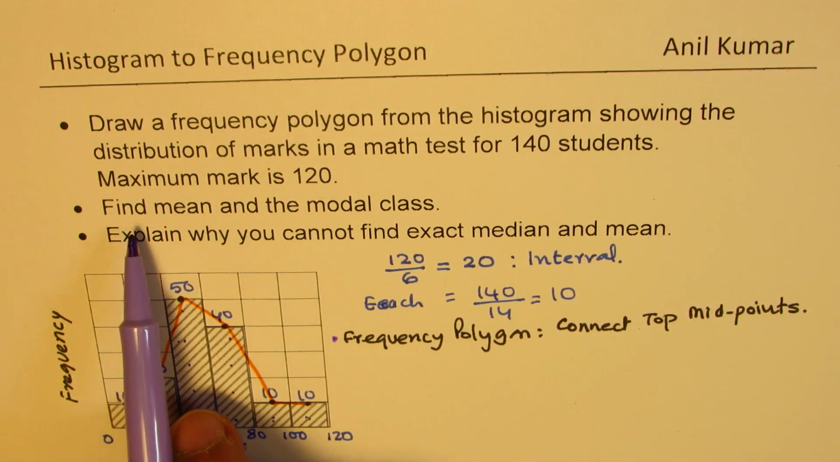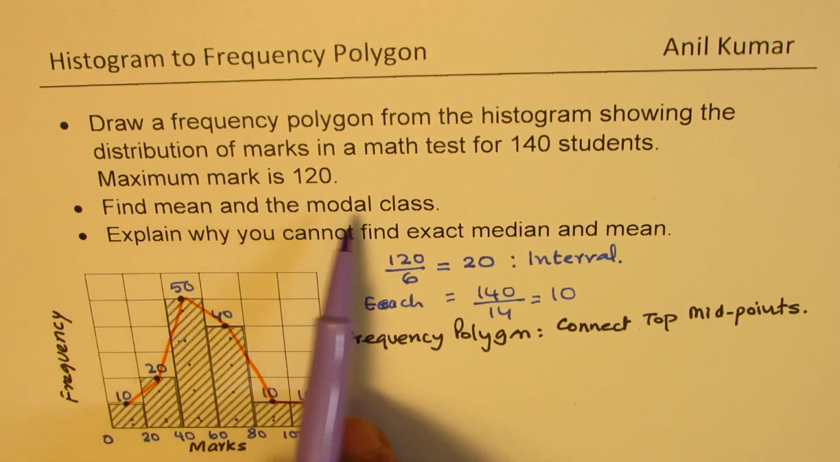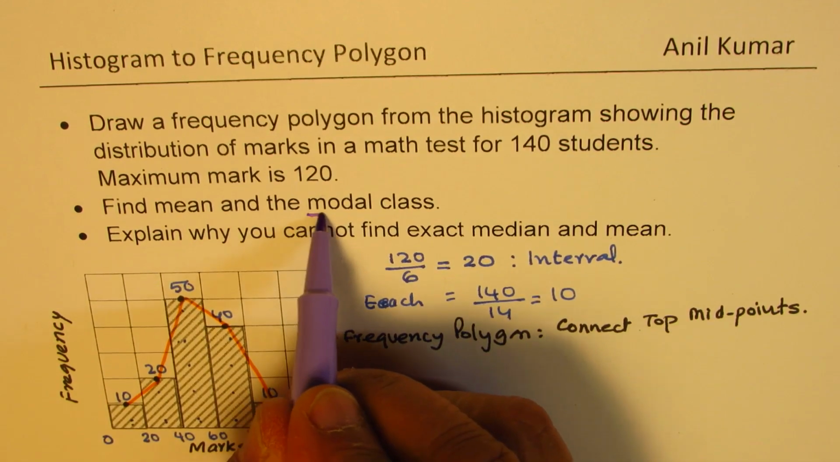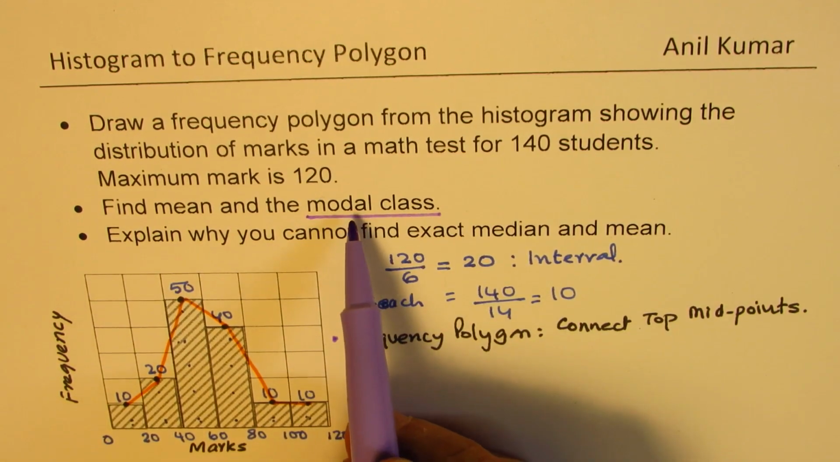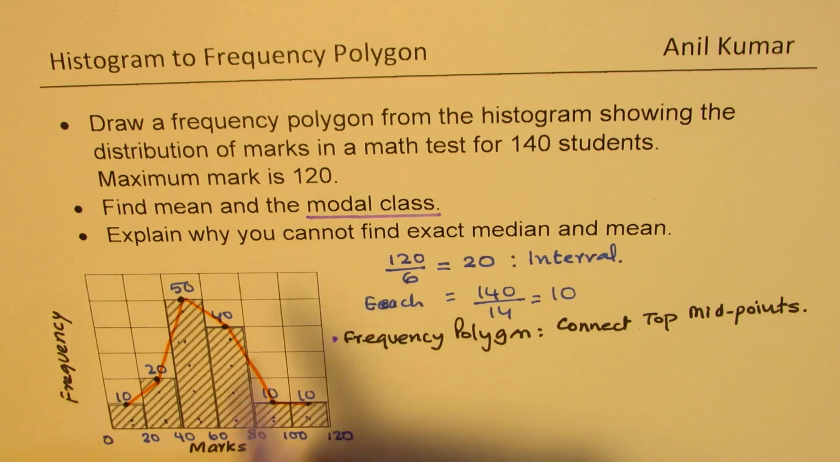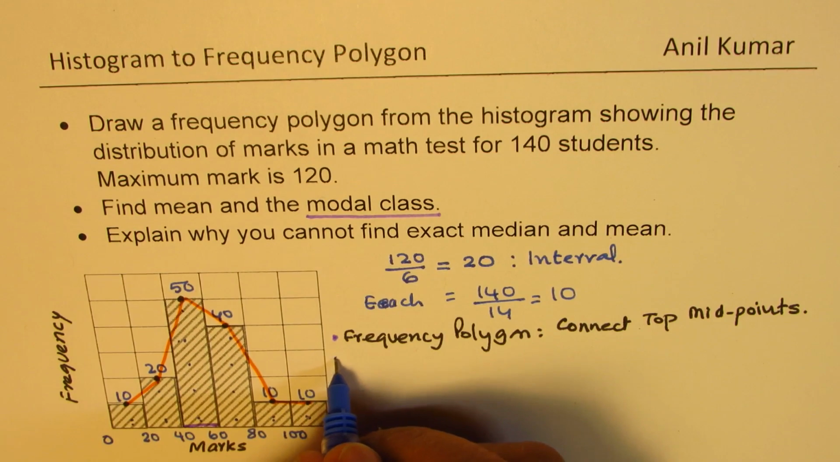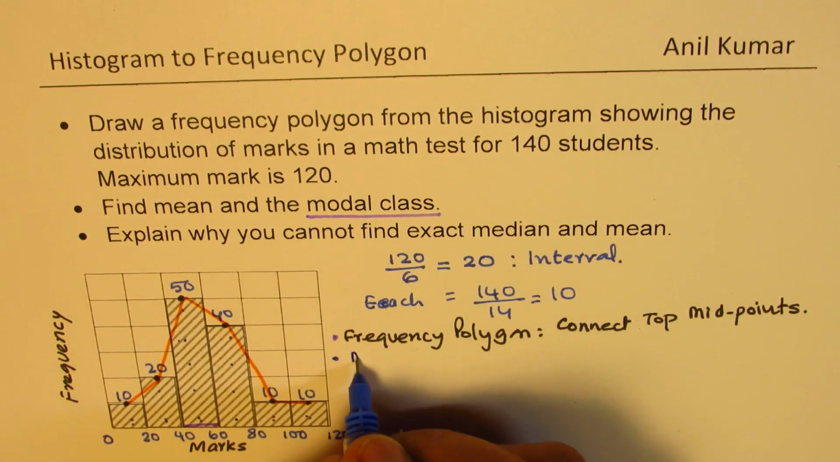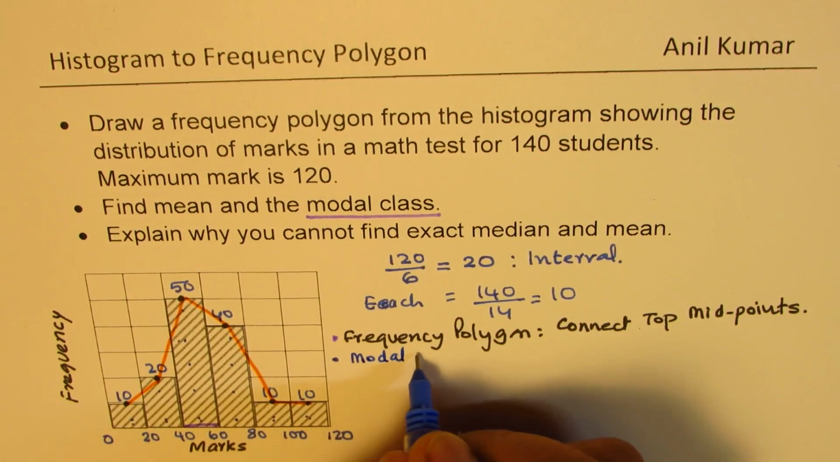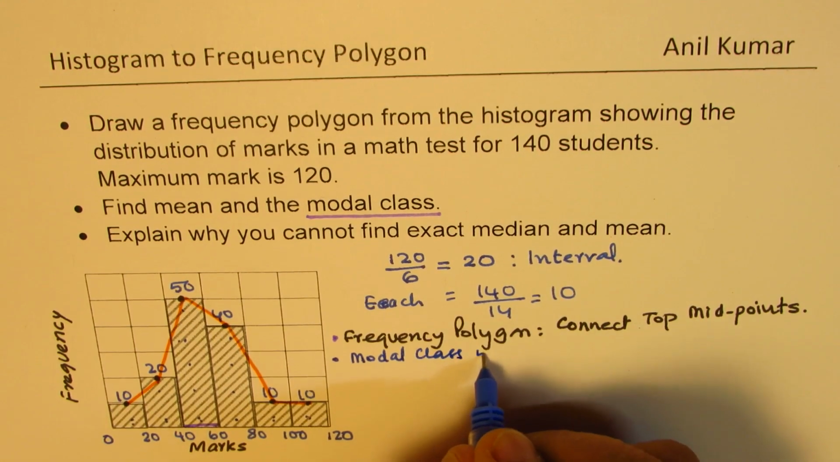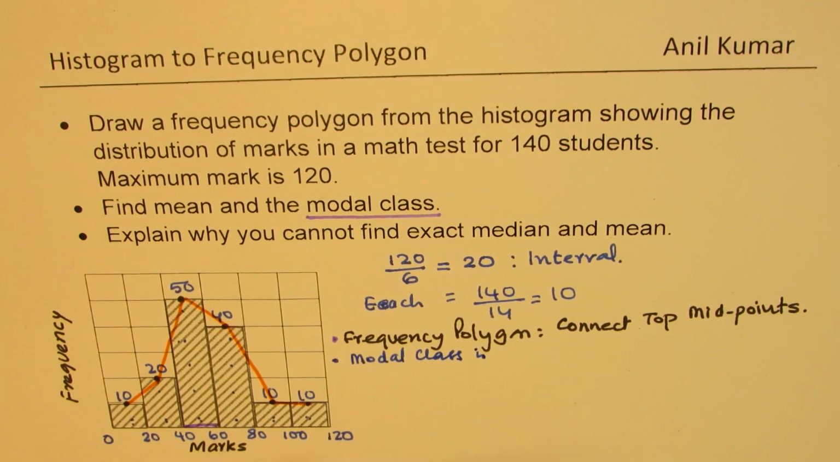Now the second one is you need to find the mean and the modal class. Let me first say what a modal class is. Well, the most frequent mark we don't know, but we know that in this particular interval from 40 to 60 we have the maximum number of students, right? So let me write down the answer for the modal class first. The modal class is from 40 to 60.